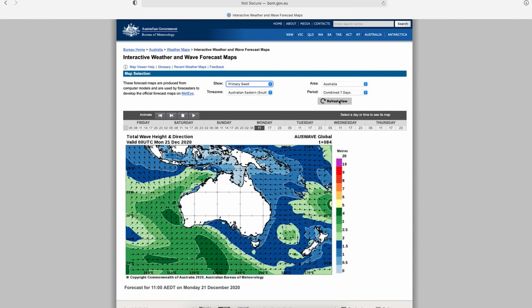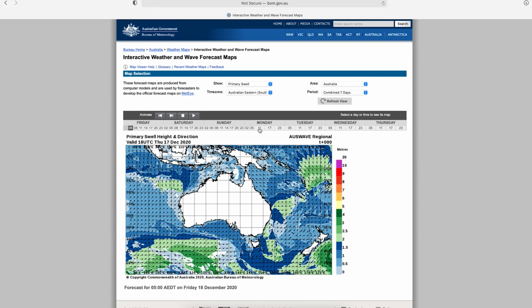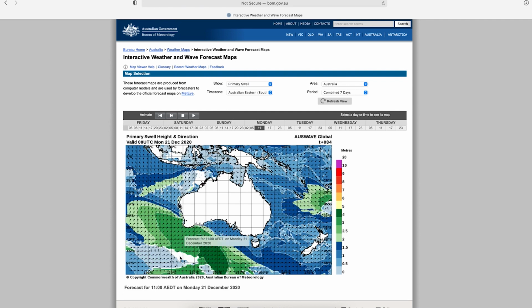So if I switch this to a primary swell view and jump back forward to Monday, you can see the chart looks completely different. But in Margaret River here, we're still getting a really nice clean band of 3 metre southwest direction. So up here where it was saying it was 3 metres, you can see that the actual primary swell, the swell that's going to make a coastal impact and what people are going to be surfing, is pretty much flat.